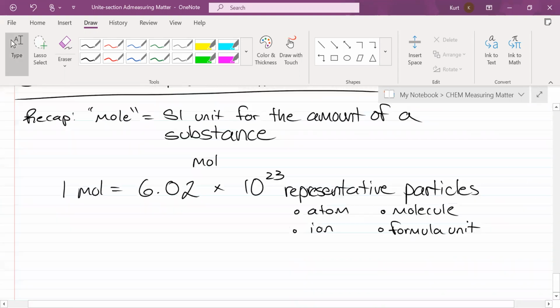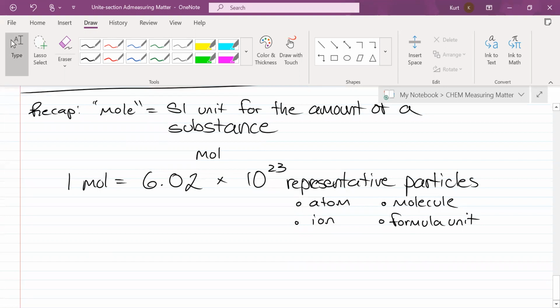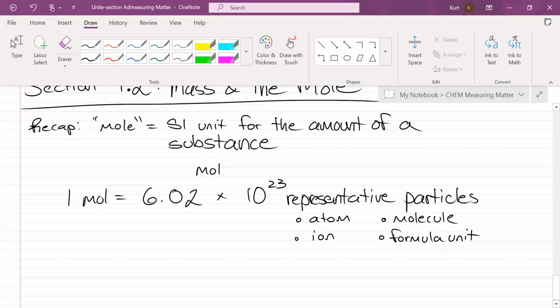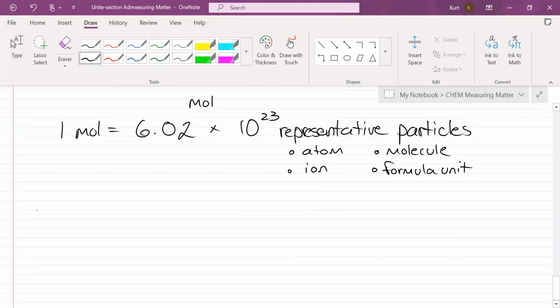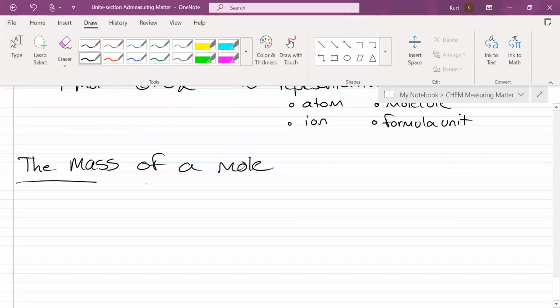What I would like you guys to do now is either get out the periodic table that's underneath your desk or get out the periodic table that you made in the first semester. Okay. So here we go. The mass of a mole. Every element has a different atomic mass.